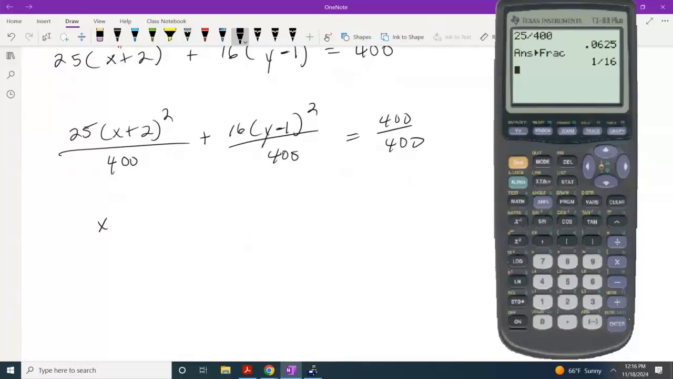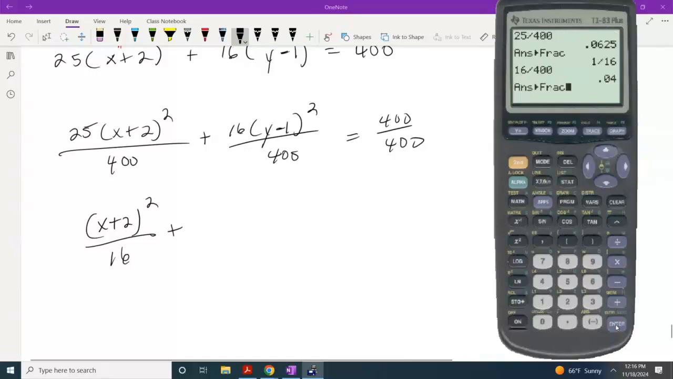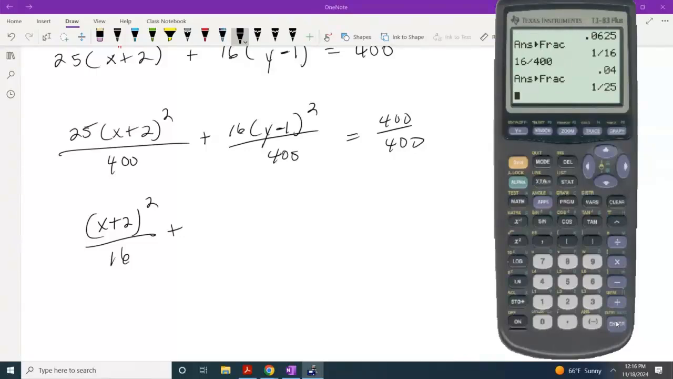So I can rewrite that first term as x plus 2 quantity squared divided by 16. Right, because there's an understood 1 up here in the numerator. Plus 16 divided by 400. We can also reduce that down to 1 over 25. So I can write the second term as y minus 1 quantity squared over 25. And on the right-hand side, 400 over 400 is 1.